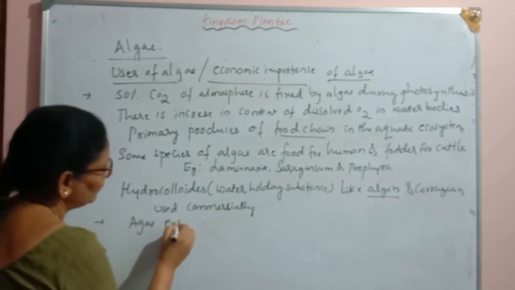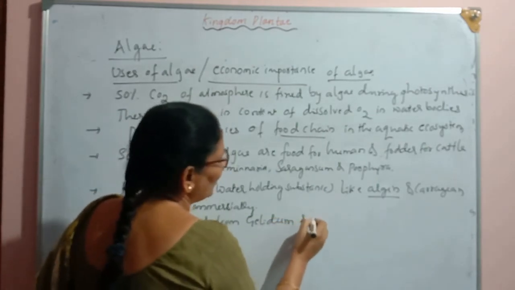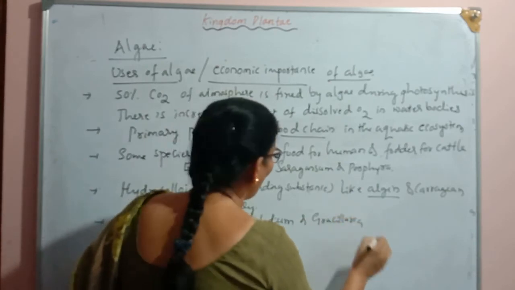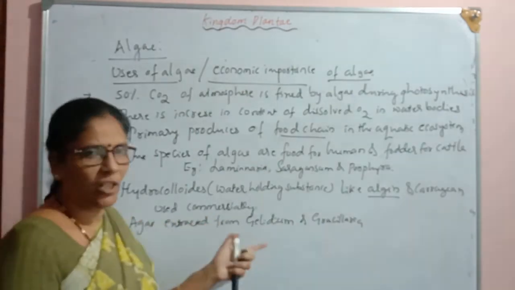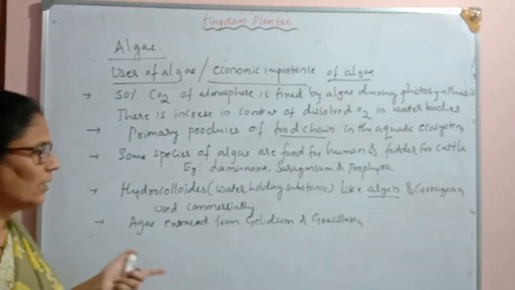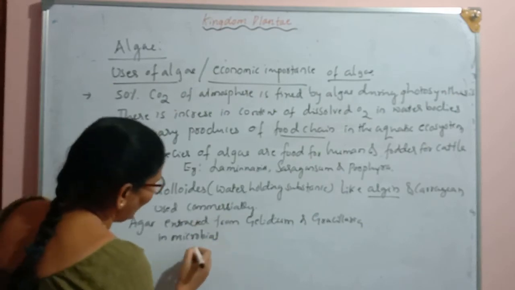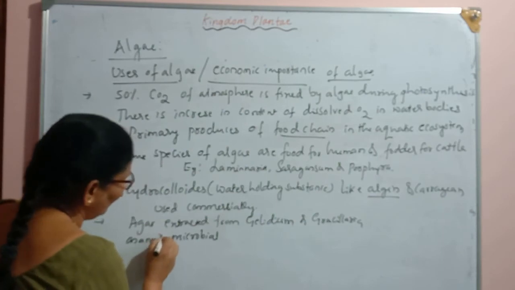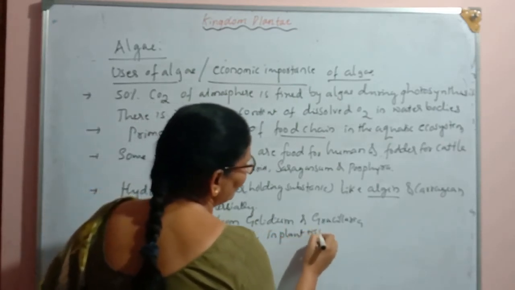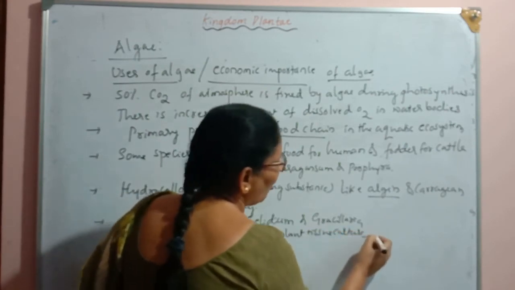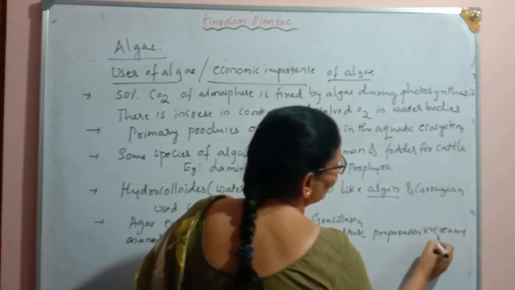This agar is extracted from the algae gelidium and gracilaria, and this is used as a media in microbial growth, in plant tissue culture, and also in the preparation of ice creams and jellies.